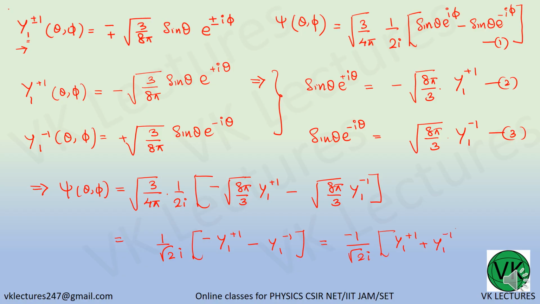So this will be the combination of two states, Y(1,+1) and Y(1,-1). So minus 1 you can write as i into i squared. So i and i get cancelled. So that will become i divided by root 2 into Y(1,+1) plus Y(1,-1). So here the values of m are plus 1 and minus 1.